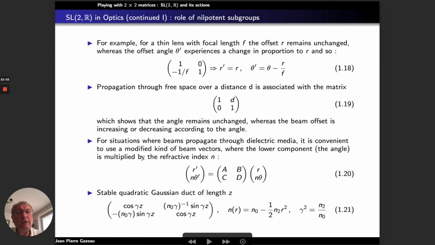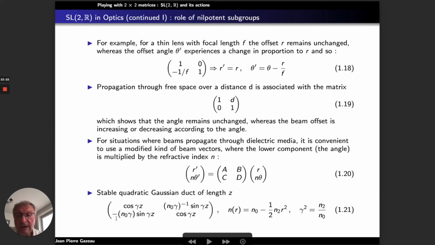For situations where beams propagate through dielectric media, it is convenient to use the modified kind of beam vectors, where the lower component, the angle, is multiplied by the refractive index n. So you have this transformation.